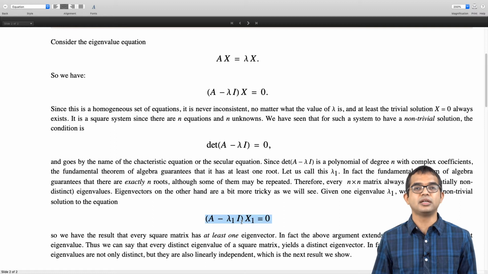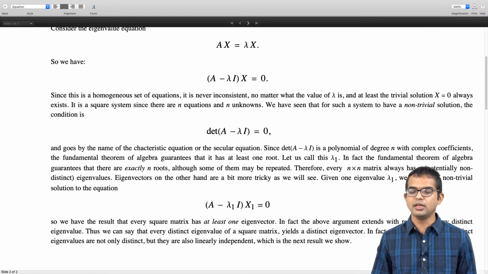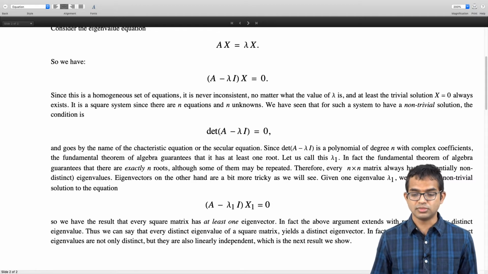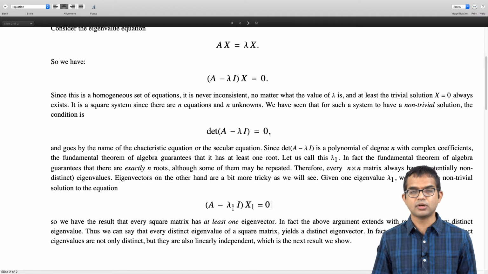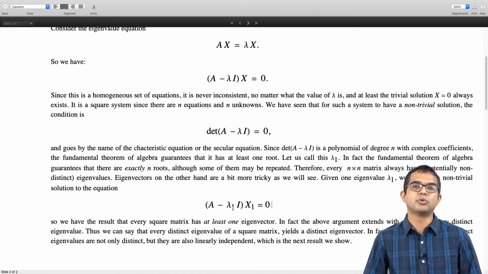Every matrix has at least one eigenvector. So in fact, you can make a stronger statement here. In fact, every non-repeated eigenvalue will yield a distinct eigenvector, right? So the same argument will hold. So in place of lambda 1, suppose you have a lambda 2, which you have managed to find. These are all roots of this polynomial equation.